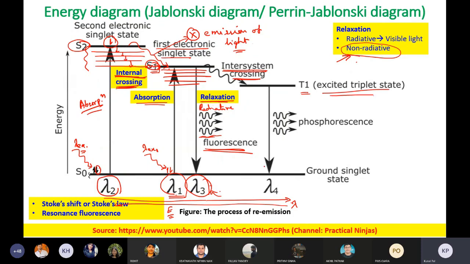Now, herein what is happening? The electron in the ground singlet state and the electron in the excited triplet state, they will be having parallel spin. Okay, they will be having parallel spin, and when this electron comes down over here, that process is called phosphorescence, and this is also a radiative relaxation process.